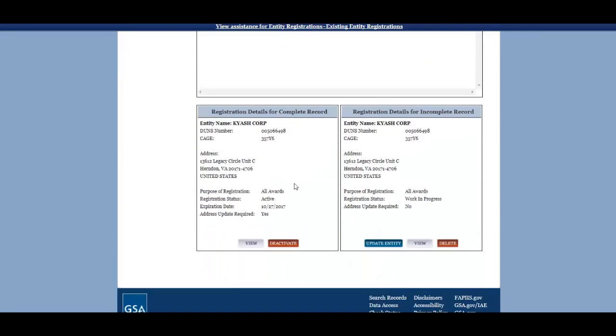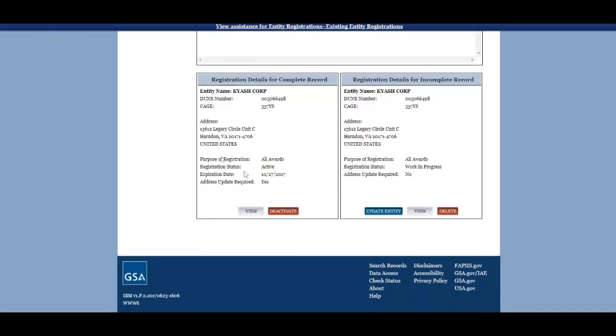And we scroll down, and as you can see, here's the registration details for the complete record. And as you can see, there's Irs Corp, my DUNS number, and my cage code, and you have my address. If you want to visit, my address is also my home. Please give me at least a day's notice before you show up to Herndon, Virginia.